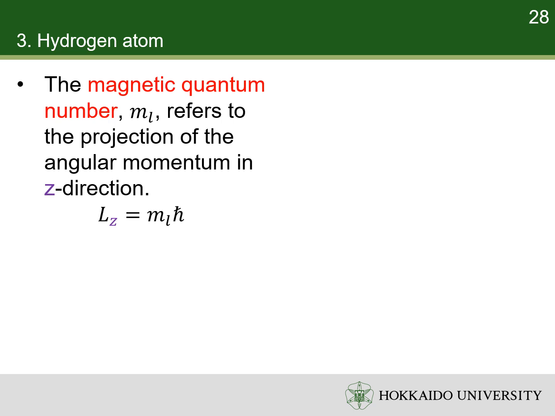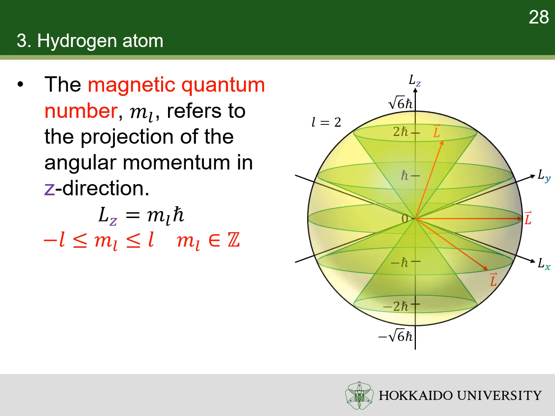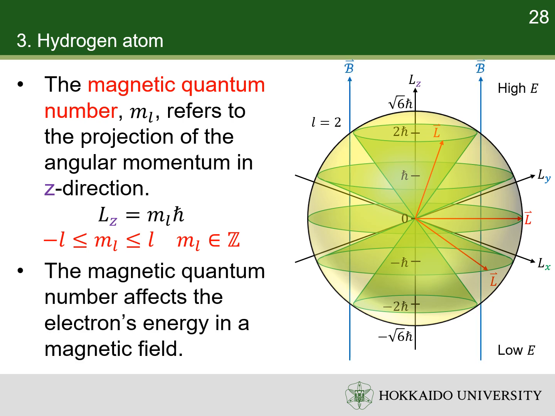The magnetic quantum number distinguishes the orbitals available within a subshell. It refers to the projection of the angular momentum in an arbitrarily chosen direction, conventionally called the z-direction. The magnetic quantum number takes integer values in the range from -L to L. In this illustration, the sphere represents the magnitude of orbital angular momentum for D subshell. The cones and plane represent possible orientations of the angular momentum vector for ML equals -2, -1, 0, 1 and 2. Since the revolving of a charged particle creates a magnetic dipole moment, the magnetic quantum number affects the electron's energy if it is in a magnetic field, hence the name magnetic quantum number.